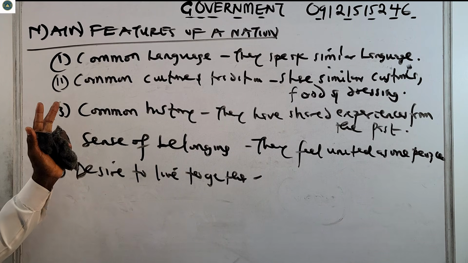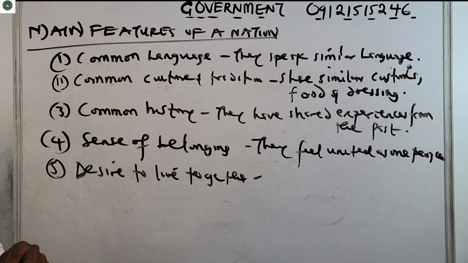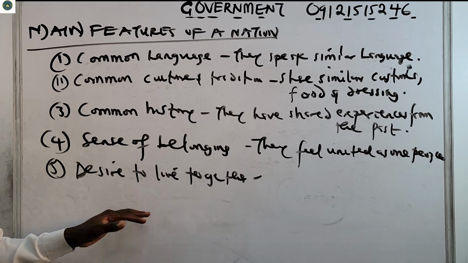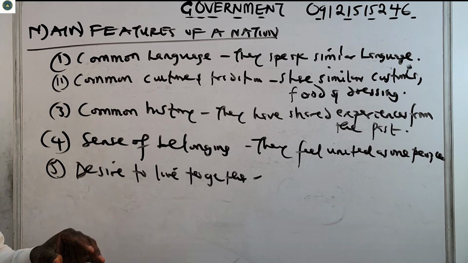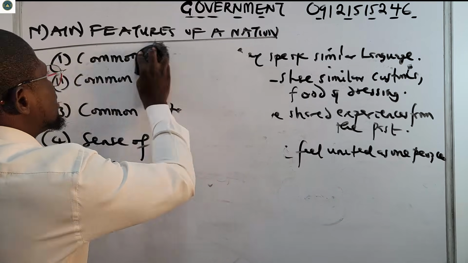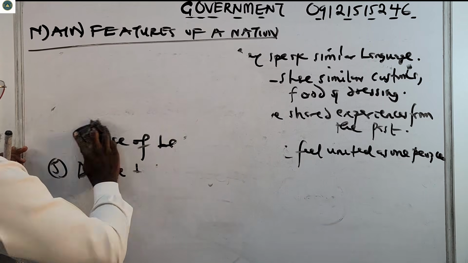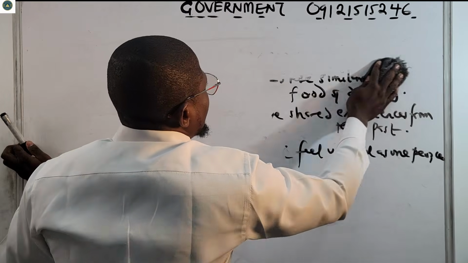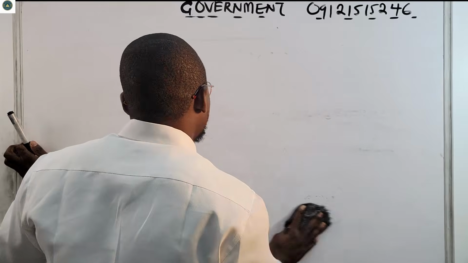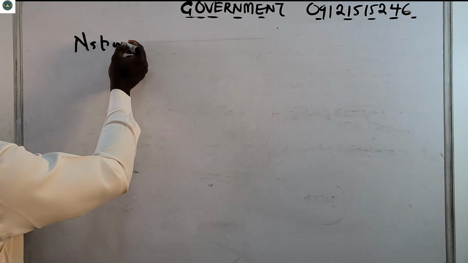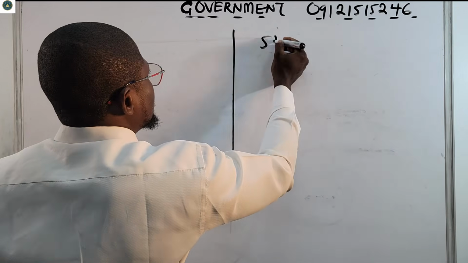So these are the main features of a nation that you should especially understand: common language, common culture and tradition, common history, sense of belonging, desire to live together. All of these are called the main features of a nation. Let's quickly see the differences between nation and state. It is asked a lot in your exam. Differences between a nation and a state. I think they should be very easy for you to know. So let us have nation this way, and then here let us have state.